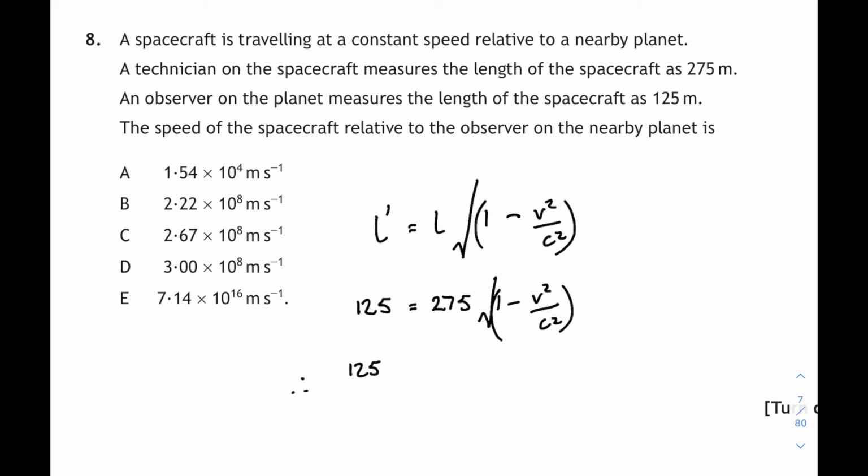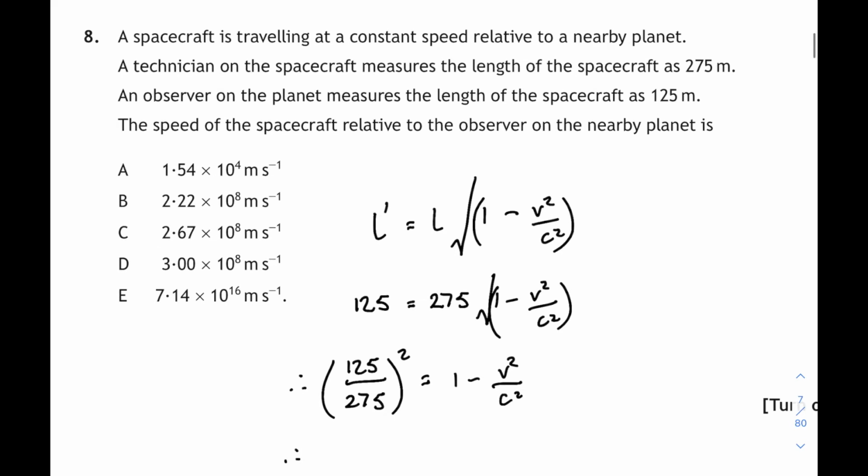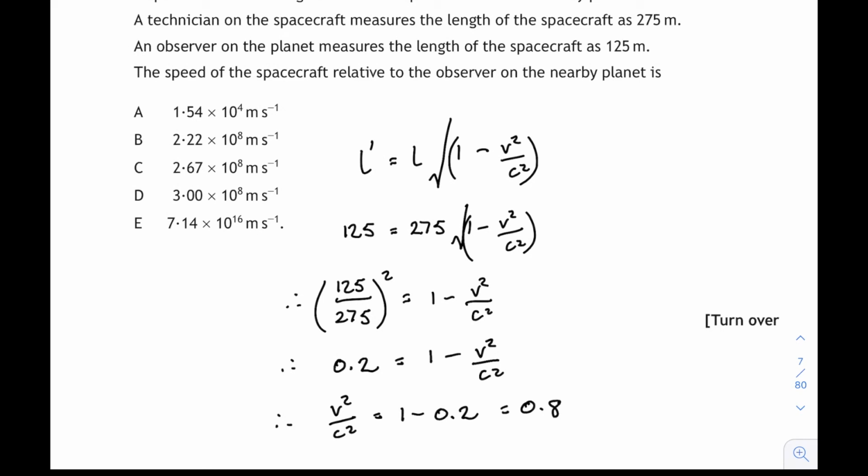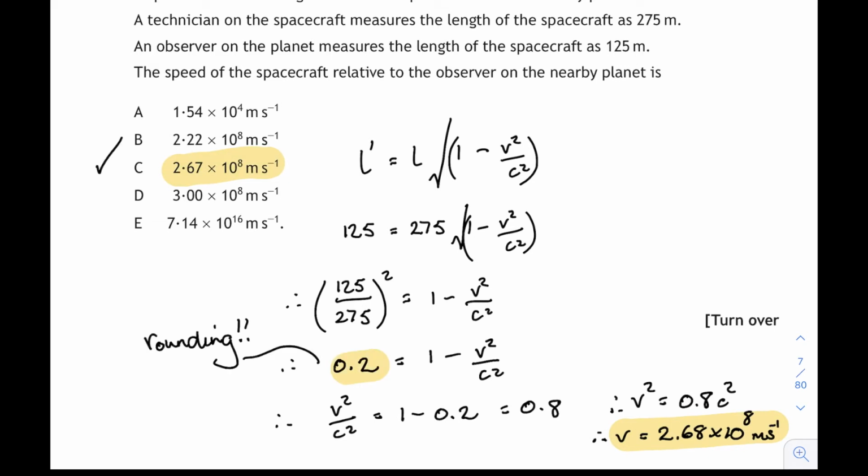Let's divide both sides by 275 and square both sides, because that will get rid of the square root sign. And then do the left hand side on your calculator, and you should get 0.2. And if the left hand side is equal to 0.2, we can rearrange to get V squared over C squared on the left hand side. So that will be 1 minus 0.2, which is 0.8. So nearly there. V squared will be 0.8 C squared. We know that C is 3 times 10 to the 8. And if you square root your answer to that, we will finally get our V. And V will be equal to 2.68 times 10 to the 8. Now watch your rounding here. Very slight difference there. That's because I rounded the 0.2.